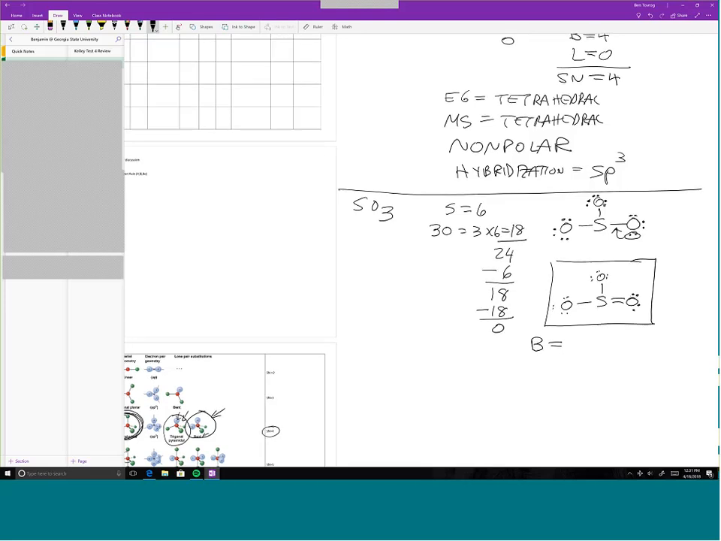We have 1, 2, 3 bonding situations. Now sometimes students start counting bonds and they might get 4. That's not correct. We're just talking about how many regions is bonding going on. There's 3 regions of bonding. 2 of them happen to be a single bond. 1 of them happens to be a double bond, but they're just 3 regions. Lone pair on the center atom, 0. So our steric number is 3.